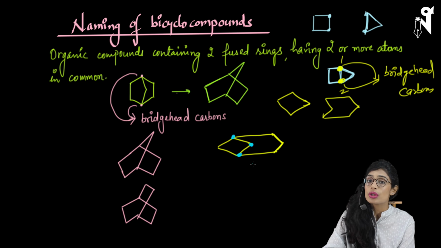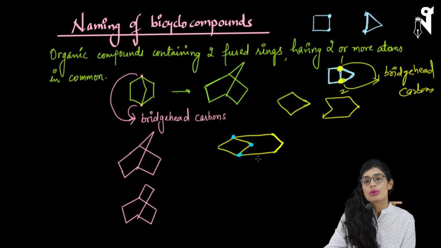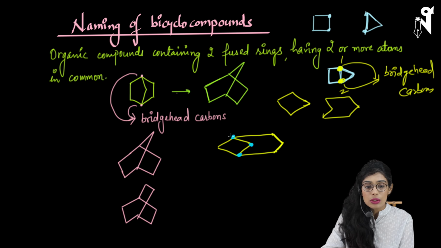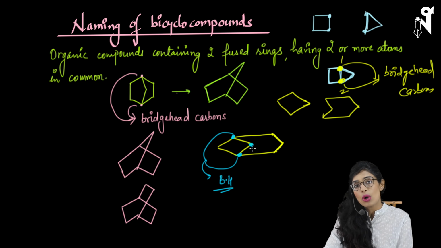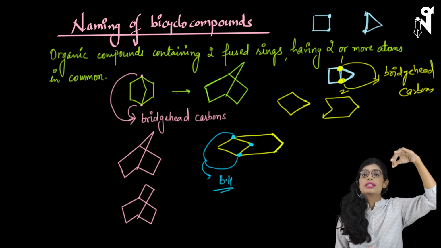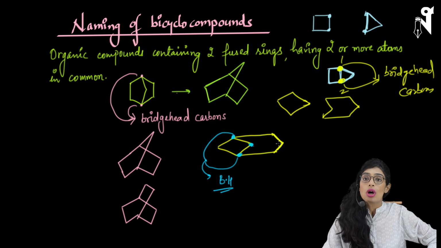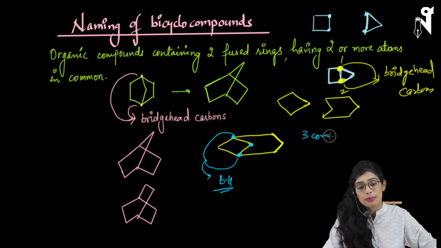So as I mentioned, you can have two or more than two common carbons between two fused rings. But only the topmost and the bottommost will be considered bridgehead, I'm just writing BH. The center one will not be called a bridgehead. Bridgeheads are the ones from where the bridge is starting and where the bridge is ending. But when you talk about common carbons, there are three common carbons.